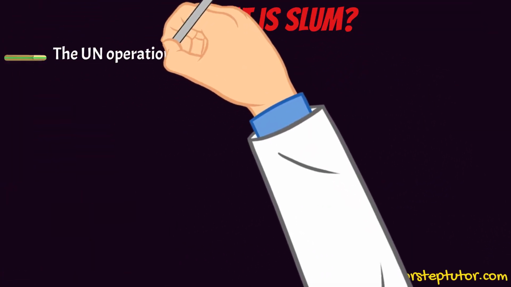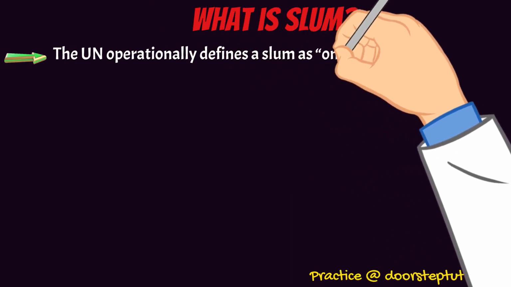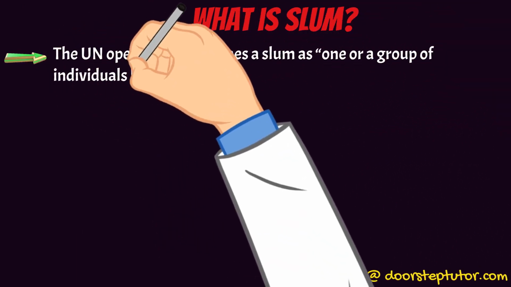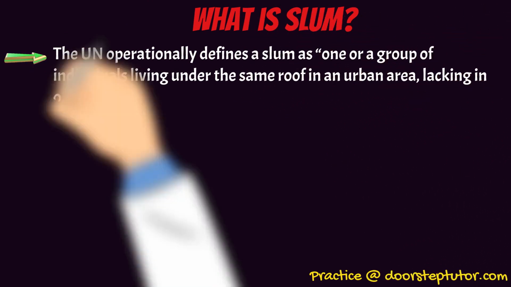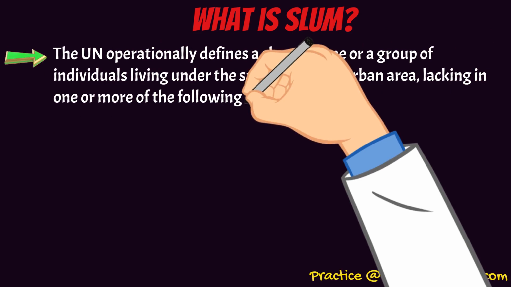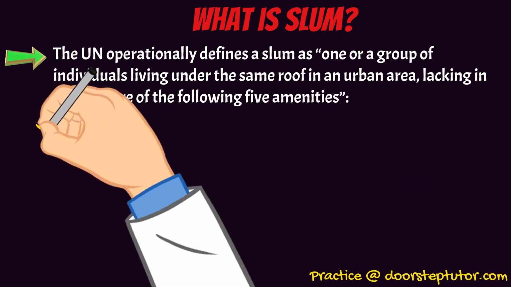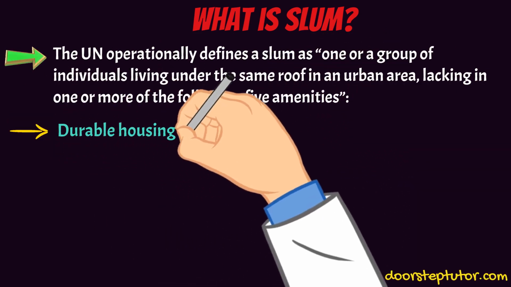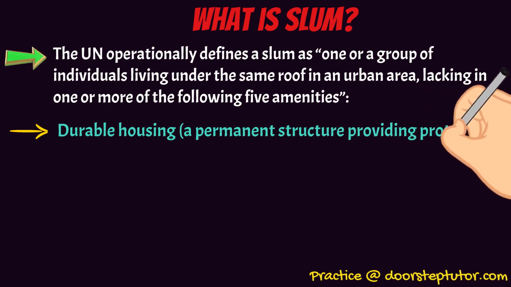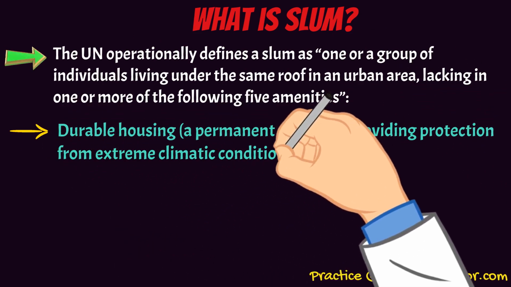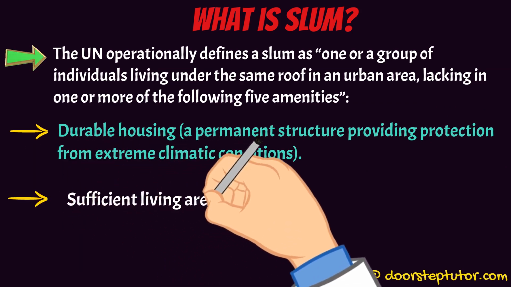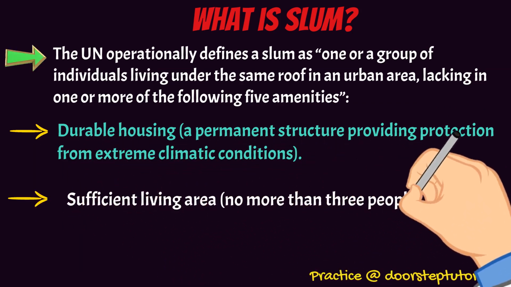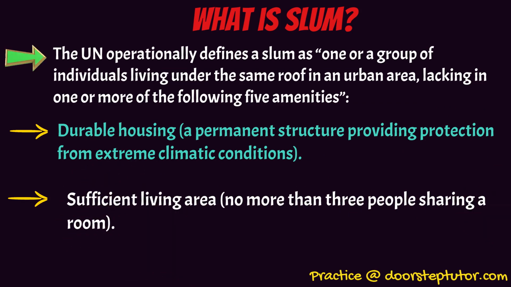The UN operationally defines a slum as one or a group of individuals living under the same roof in an urban area lacking in one or more of the 5 amenities. Number 1, durable housing, a permanent structure providing protection from extreme climatic conditions. Point number 2, sufficient living area, no more than 3 people sharing a room.